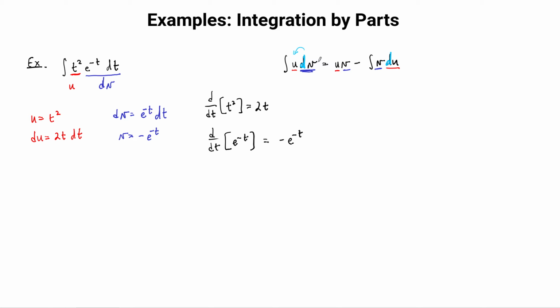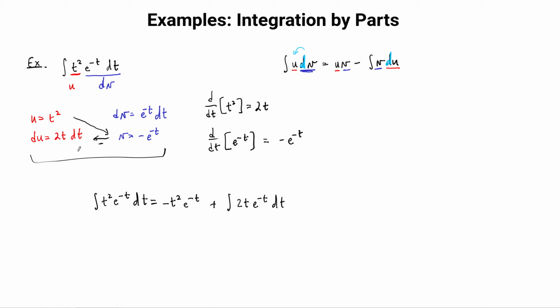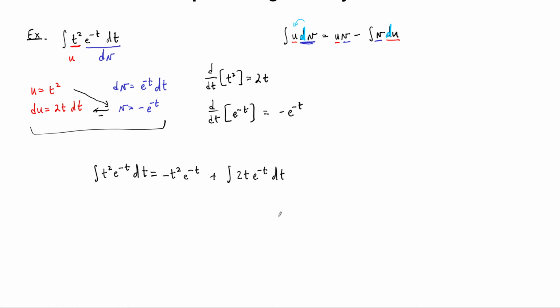We can put this all together now. By applying this integration by parts formula, we learn that the integral of t squared e to the minus t dt must be u times v, so t squared times negative e to the minus t. So it's negative t squared e to the minus t, and then minus this integral. So this becomes minus the integral of 2t, and another minus right here becomes plus e to the minus t dt. So this minus and the one from the formula cancel out to give us this. All right, let's write one more step here.